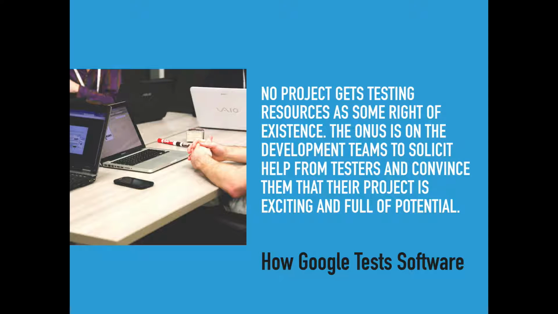Cool. And this is the other thing I really like that Google said about quality, that it's the team's ownership and not throwing testers at it. I'll read it real quick. No project gets testing resources as some right of existence. The onus is on the development teams to solicit help from testers and convince them that their project is exciting and full of potential.